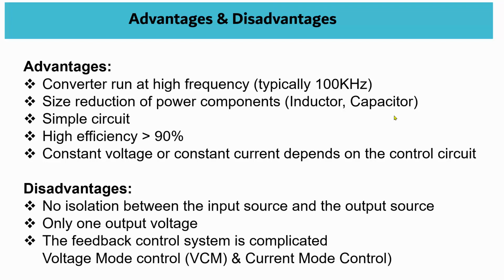The buck converter only has one output. That's one of the disadvantages if you want to design for multiple outputs. Another point is that all switch mode power supplies have a feedback control system. Basically, we can split it into two different types of control circuit. We call them voltage mode control and current mode control.